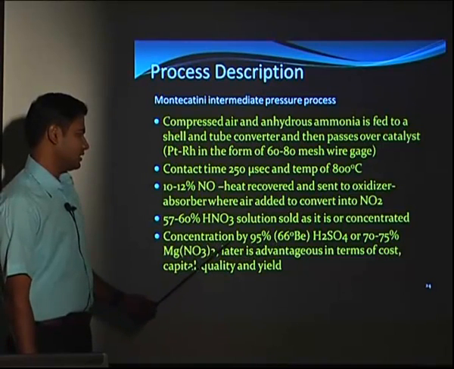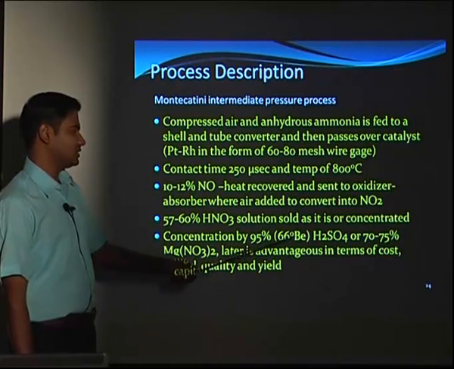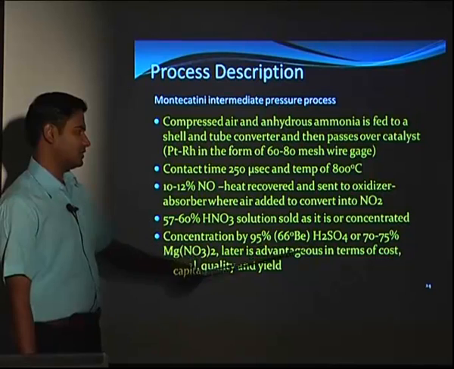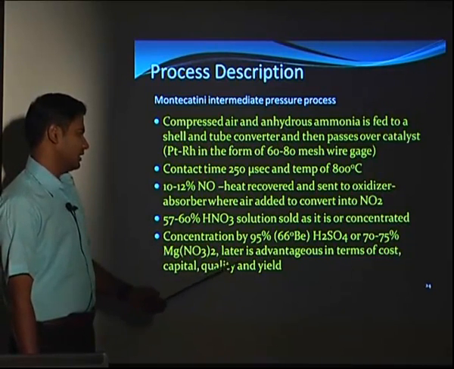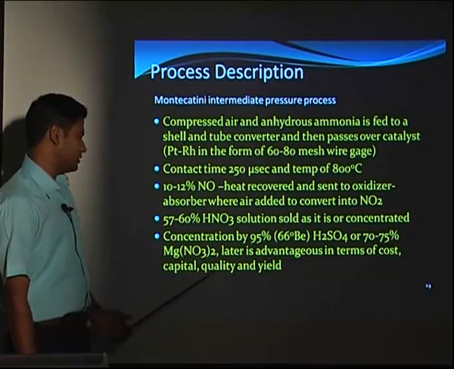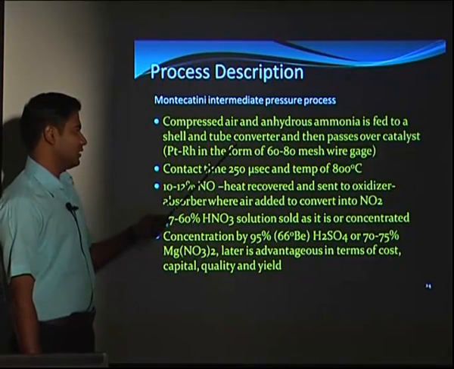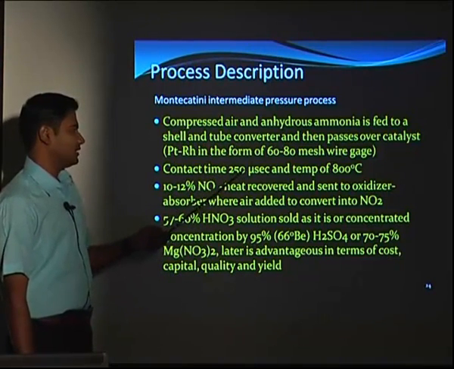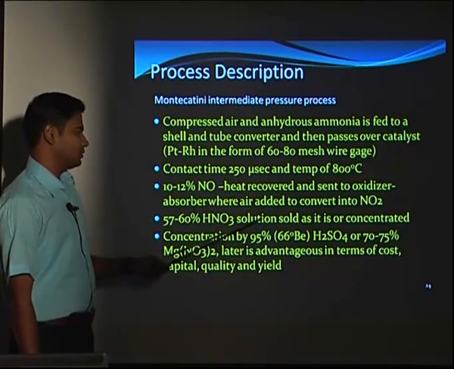If you want more concentration than this, then we can concentrate with 95% or 66 degree Baume H2SO4, or with the help of 70 to 75% magnesium nitrate solution. The latter is advantageous in terms of cost, capital and quality yield, so mainly this is used for concentration. This is used to convert to NO, with this contact time and temperature. Then NO to NO2 will happen, and then NO2 to nitric acid.